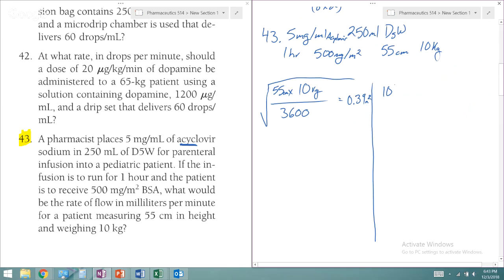Then the other one is 0.0425 times 55 to the 0.725 times 71.84 over 10,000. And you find that this one is 0.349 meters squared. Okay, so you found your two different ones.